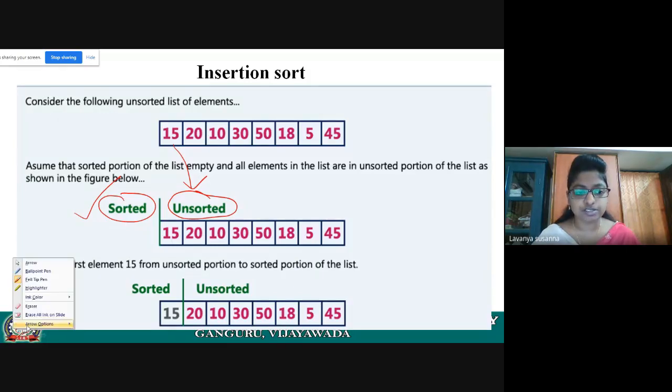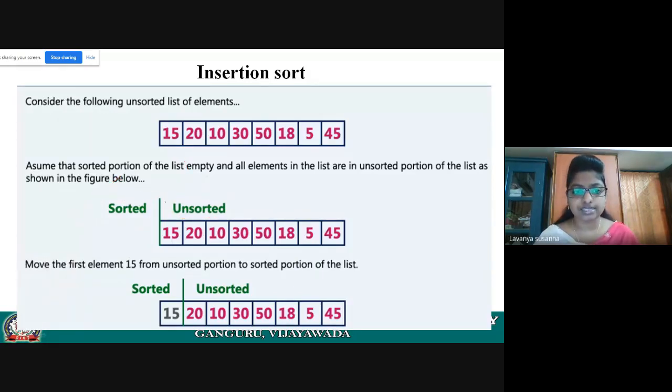Students, please note down: sorted list like this, unsorted list. All the elements belong to the unsorted list. Please note down.